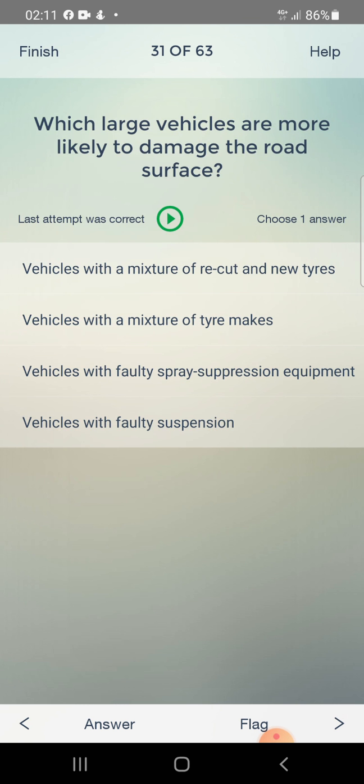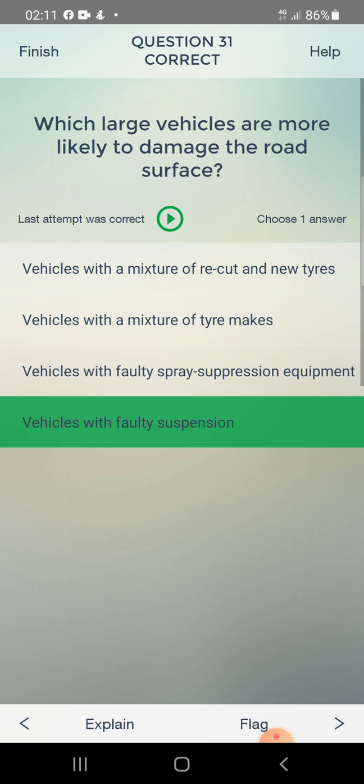Which large vehicles are more likely to damage the road surface? Vehicle with a mixture of recut and new tires. Vehicle with a mixture of tire mix. Vehicle with faulty spray suppression equipment. Vehicle with faulty suspension. Yes.